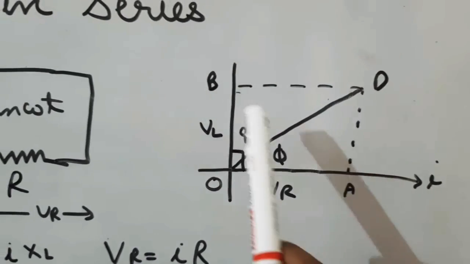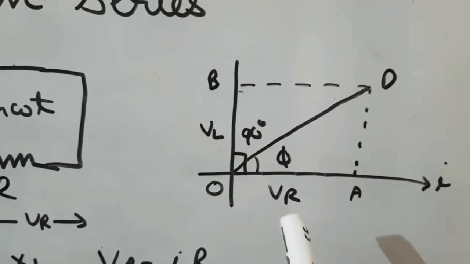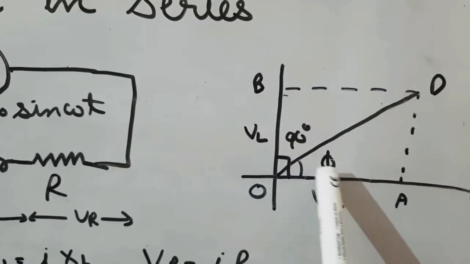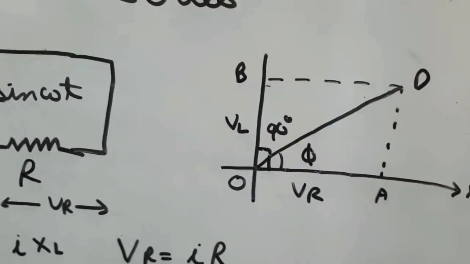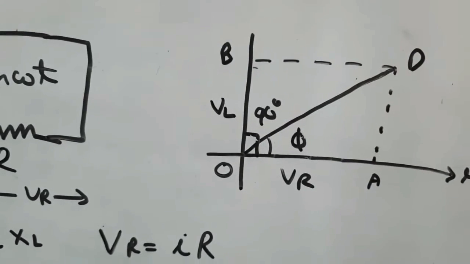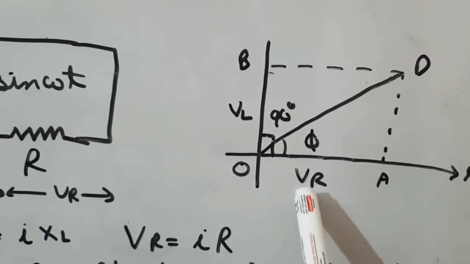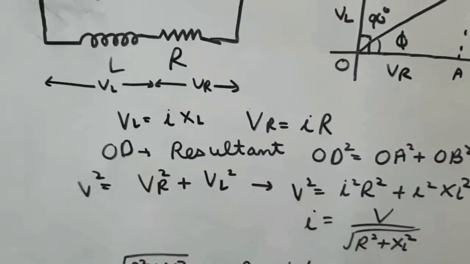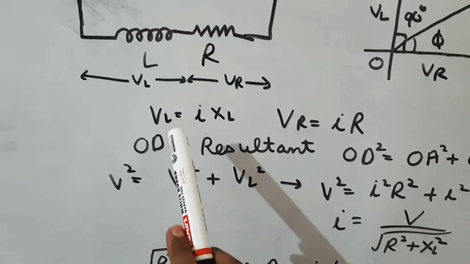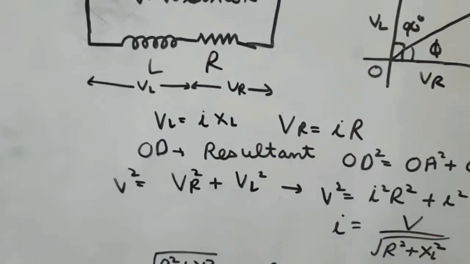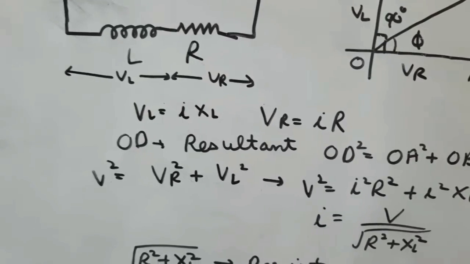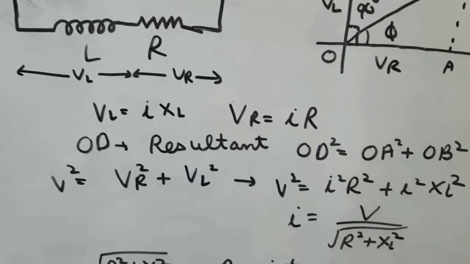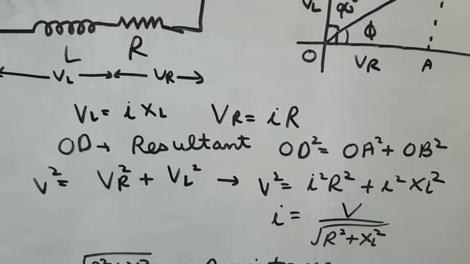Here we have taken the current. Here is the voltage. Phi is the phase angle, and this is 90 degree, and OD is the resultant vector of the resistor and the inductor circuit. Now when we have applied the voltage across the inductor, VL is equal to I into XL. What is XL? XL is the inductive reactance. Similarly, the voltage across the resistor is VR is equal to IR, where R is the resistance of the resistor.